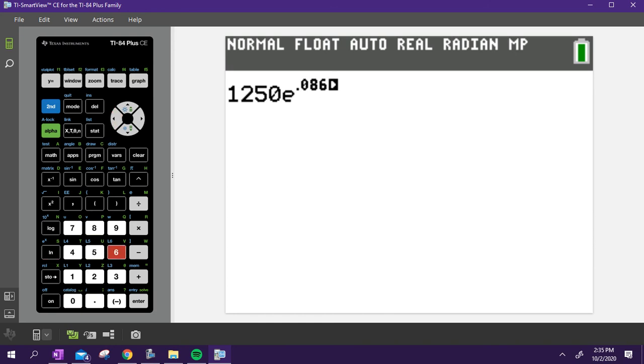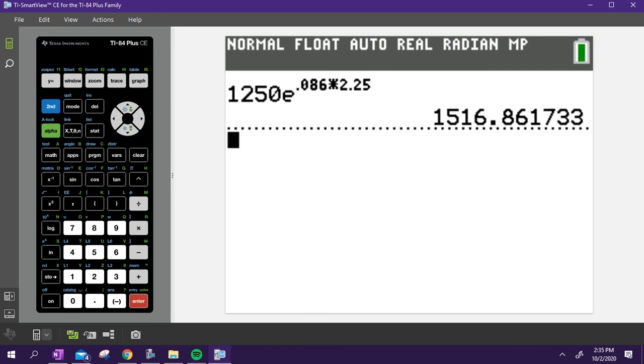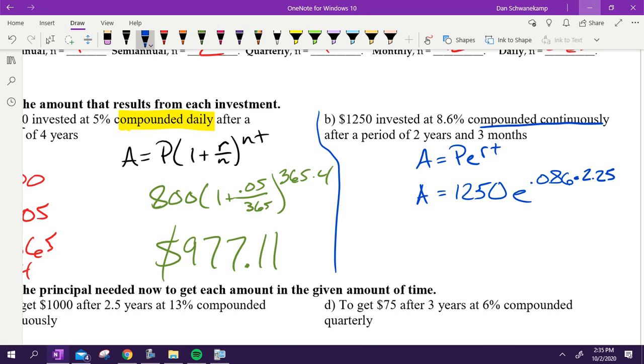.086, correct? Okay, I just couldn't remember. Times 2.25 years. We're just typing it in. Our principal, E to our rate times time. We hit enter. 1516.86. $1,516.86. Once you set it up, once you know how to do it, it's just button pushing. Questions on B?